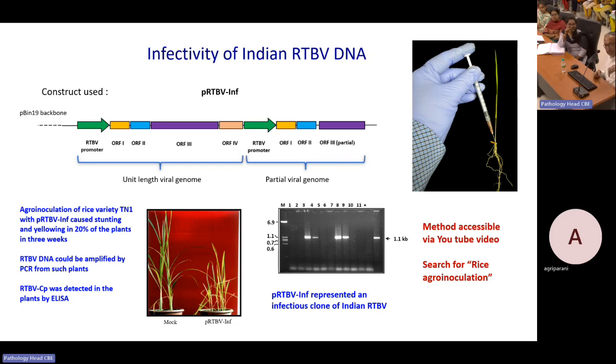So the construct was made from RTBV. It was a partial dimer construct, and for agro-inoculation, whether it is a double-stranded DNA like RTBV or single-stranded DNA like Gemini viruses, you need a partial dimer. So this partial dimer we called RTBV INF, and we inoculated rice plants using this method, and we started seeing symptoms of RTBV. And the DNA was also detectable by PCR. So this method of inoculation works.